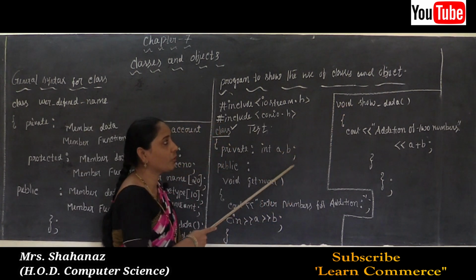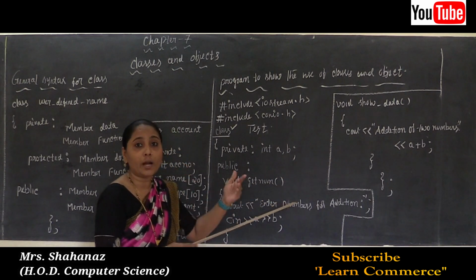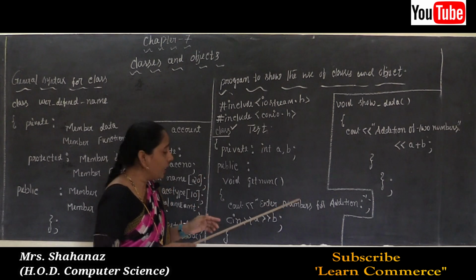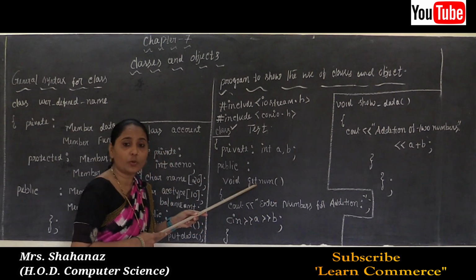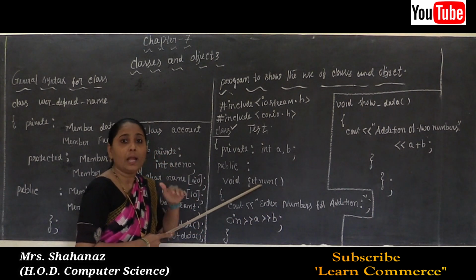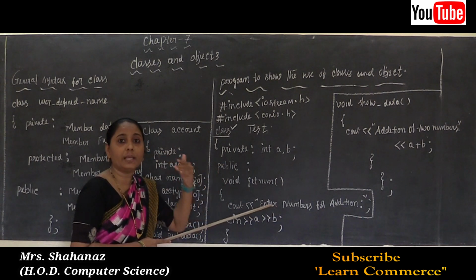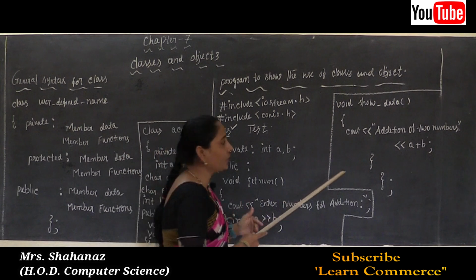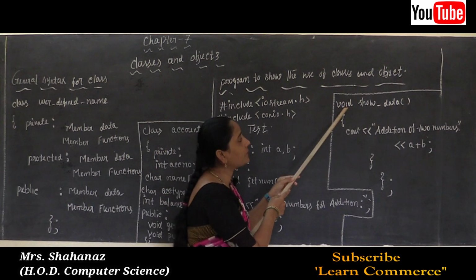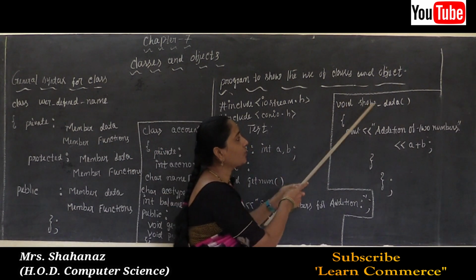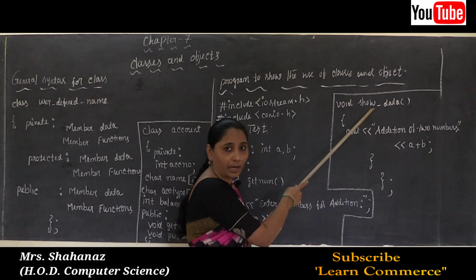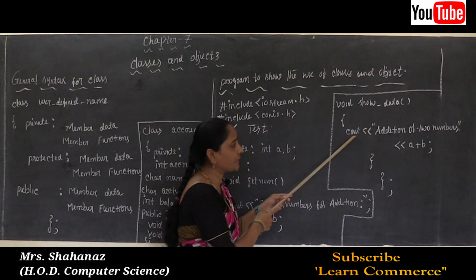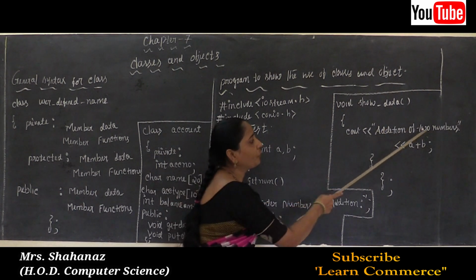If we do not use the second function, we can't display the sum of two numbers. The first function is used just to input the data. To display the data on the monitor, on the output screen, we use the second member function, whose name is show data. So void show data, and one message: addition of two numbers.